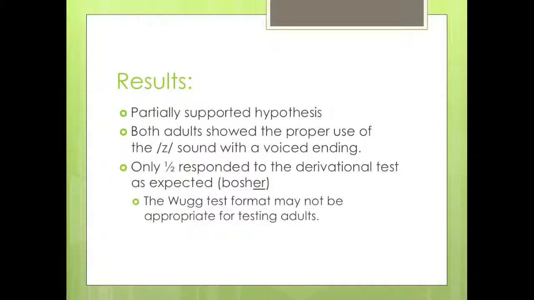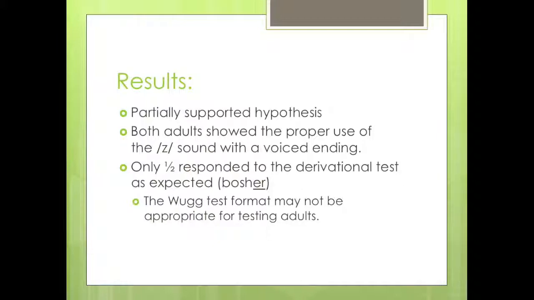And then for the derivational test, only 1 out of 2 responded as expected. My mom said bosher, and my friend Josh, he could have been giving me a hard time, but he paused and didn't really know what I was getting at, or at least that's what it seemed. He said, bosh artist. So maybe there was some room for error. Maybe I wasn't clear enough.